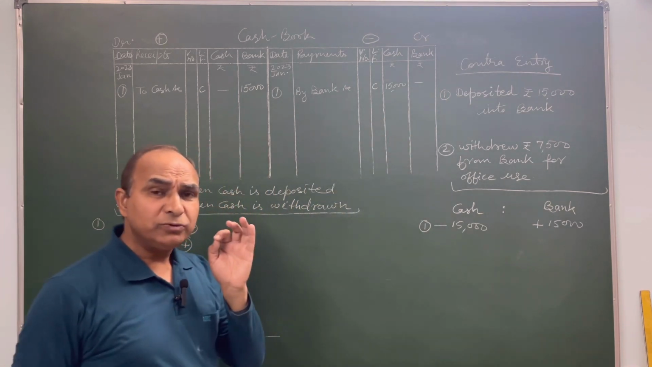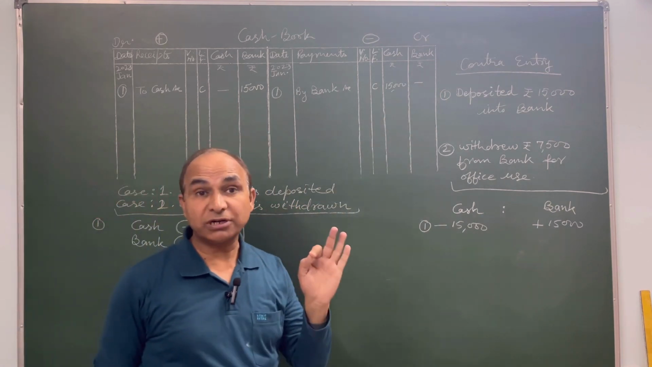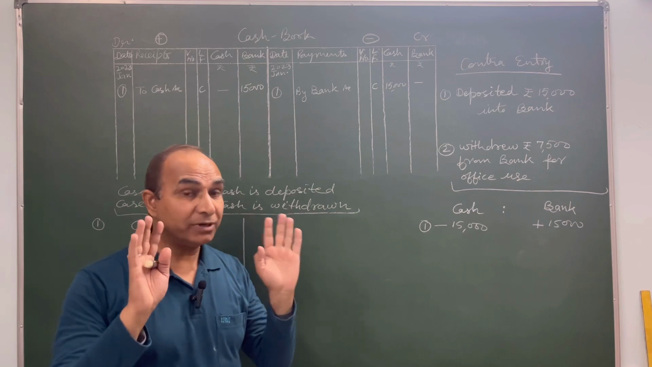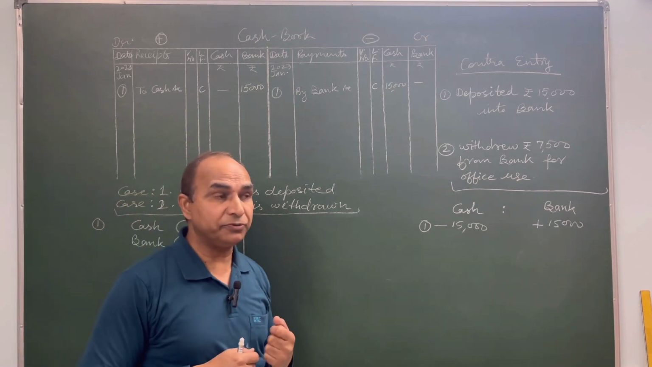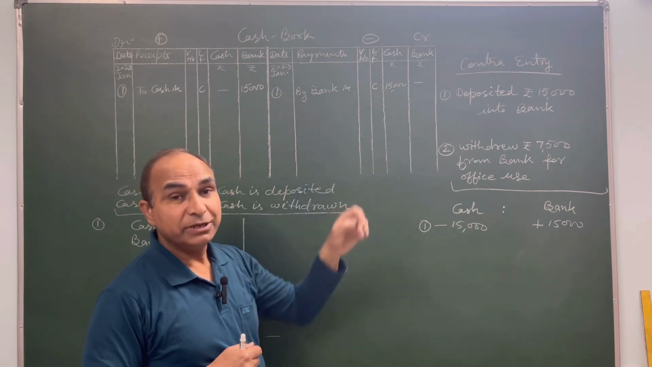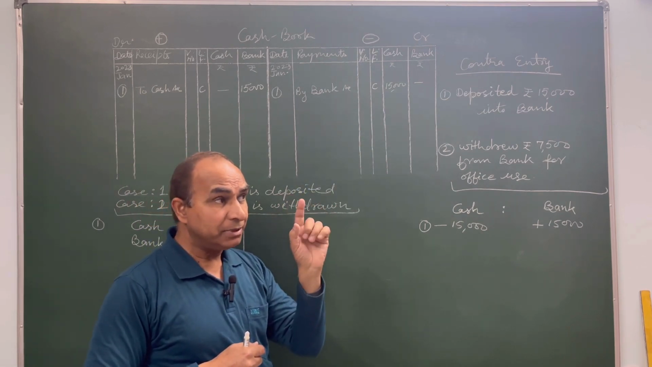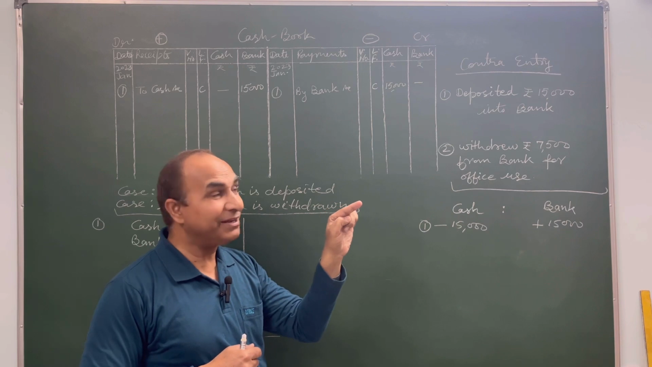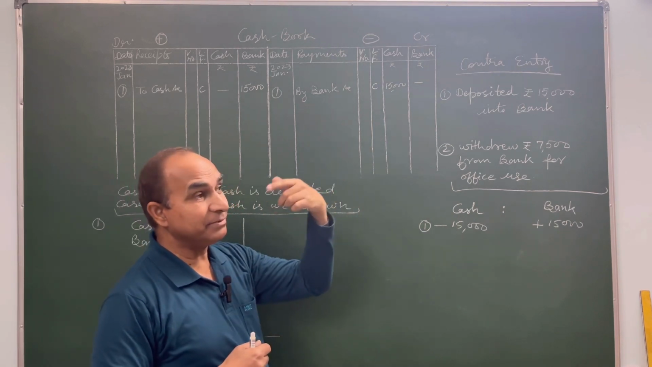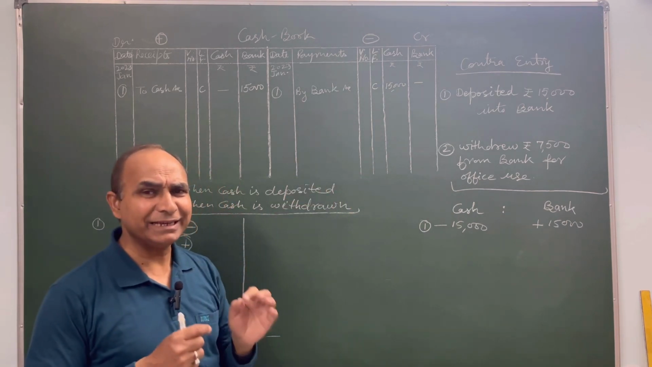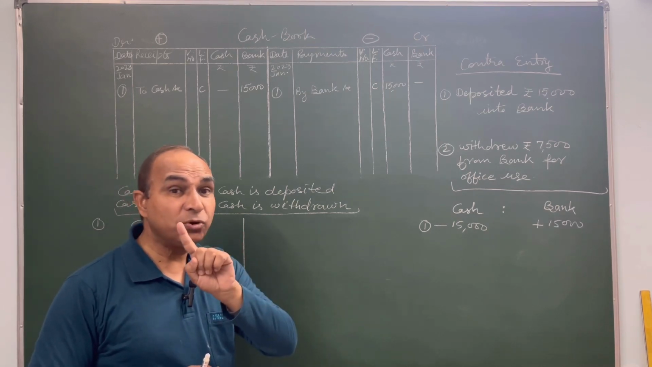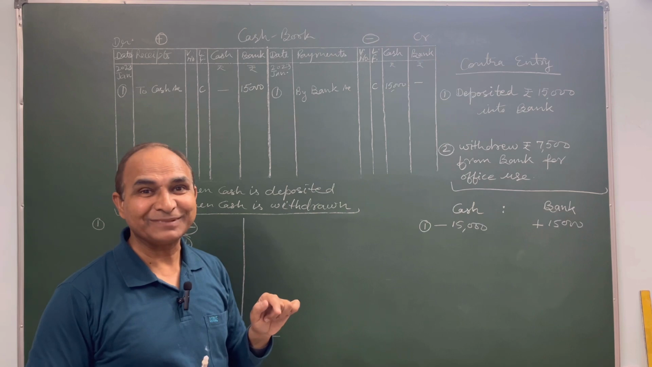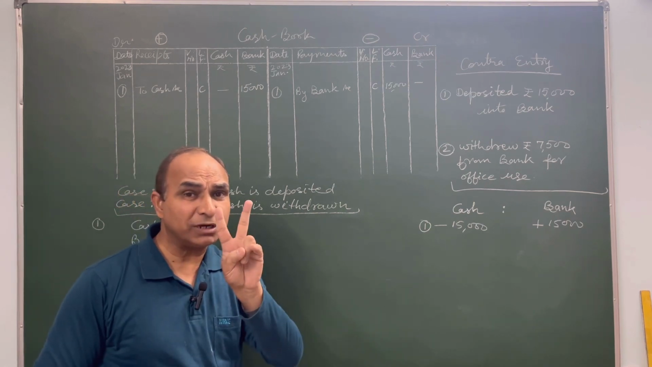Then why do we use this term C? C for contra in the ledger folio column. Try to understand this. In the previous lecture, I told you that in the ledger folio column we mention the page number of the ledger where posting of this entry will be made. But in case a contra entry is taking place, it is not posted into the ledger, because it is affecting two accounts.